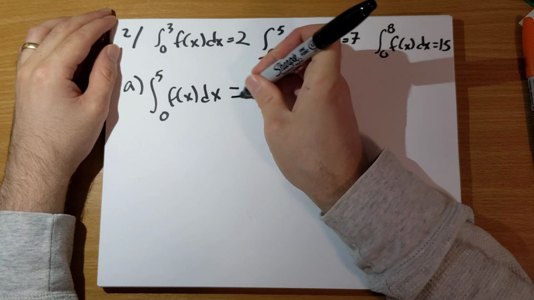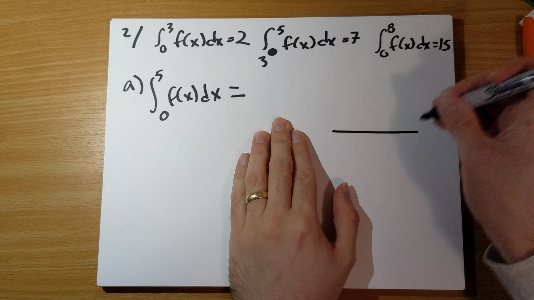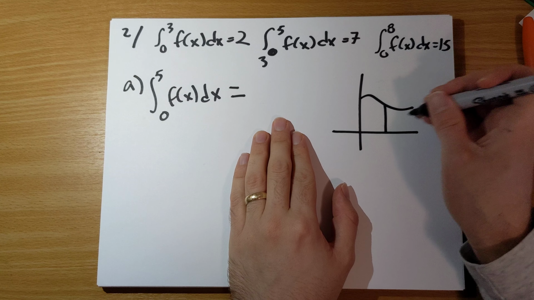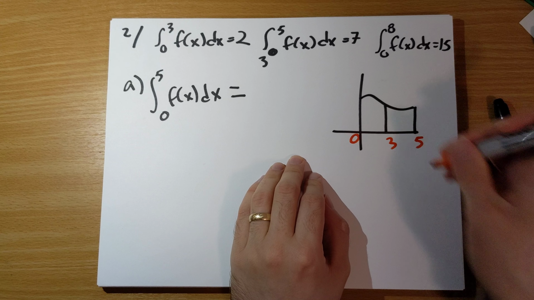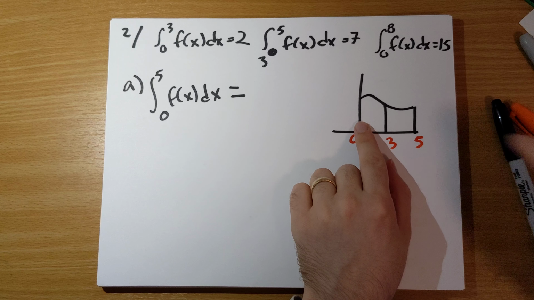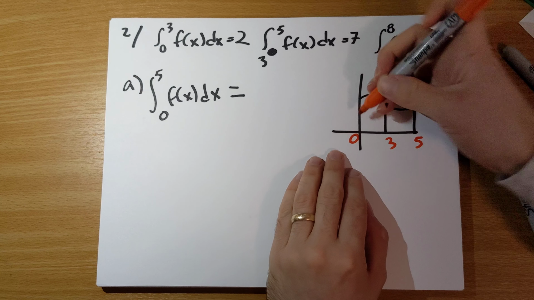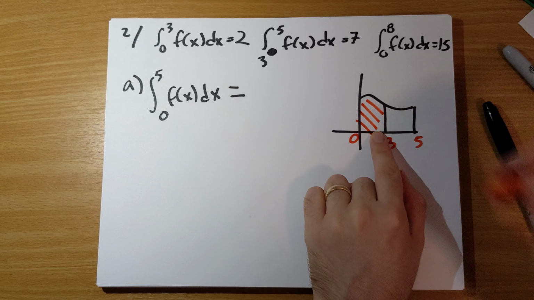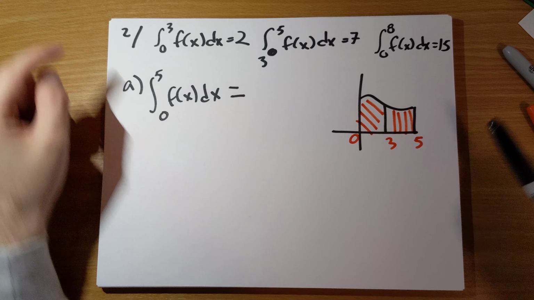Well, here's the thing. Remember we're thinking of integrals as the area interpretation. Let me put down 0, 3, and 5 here. The area under the curve from x equal to 0 to x equal to 5 is the area under the curve from x equal to 0 to x equal to 3 plus the area under the curve from x equal to 3 to x is equal to 5.